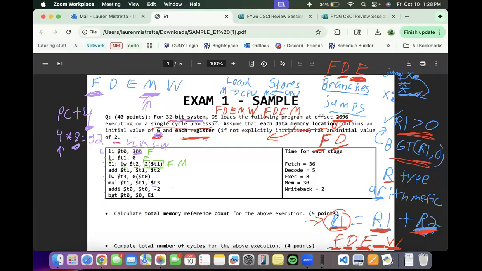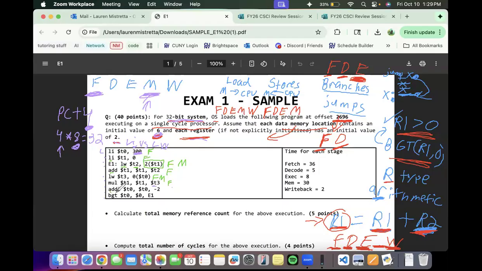So we also have for the next instruction, an add instruction, right? And that's an arithmetic. So remember we have fetch, decode, exec, and write back. So no mem state, so this is just going to be fetch. Next one is a load word. This we know is going to be a fetch and a mem. Mul means multiply, right? This is another arithmetic type. Just like last time, we know that this is going to be just fetch.